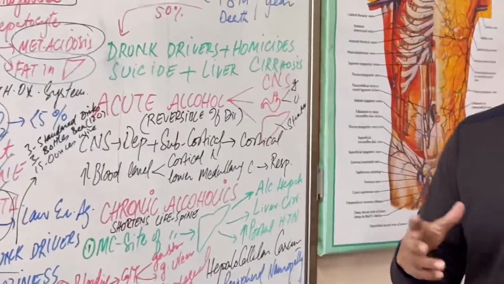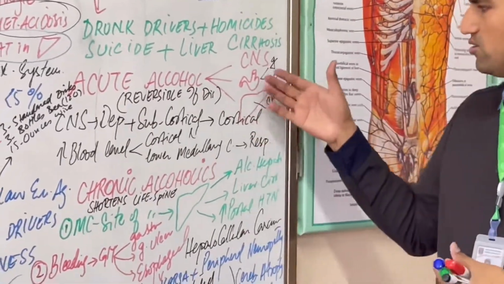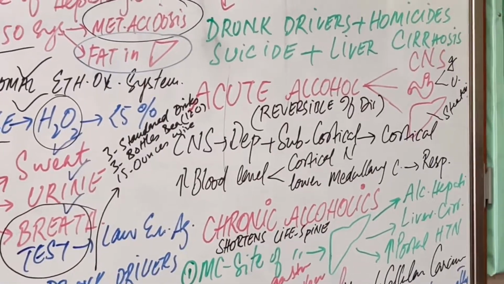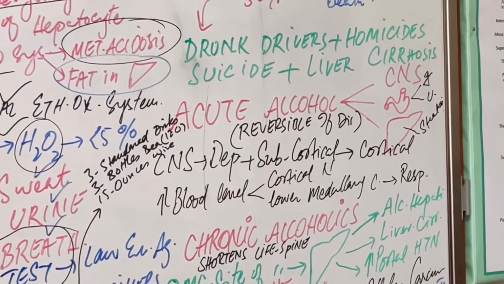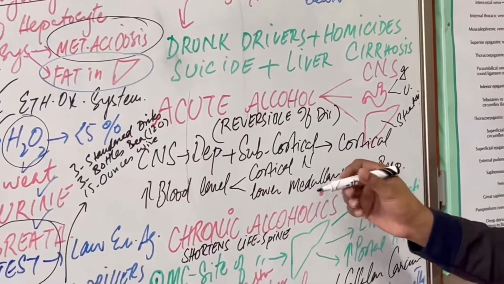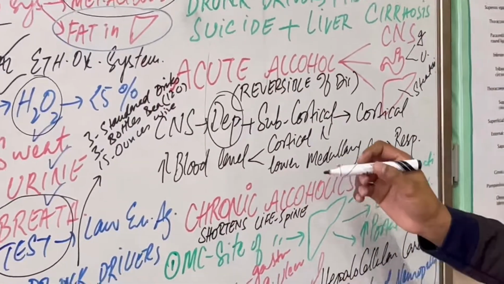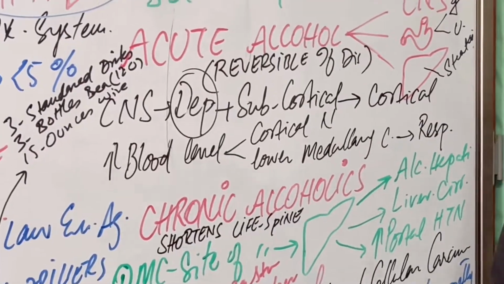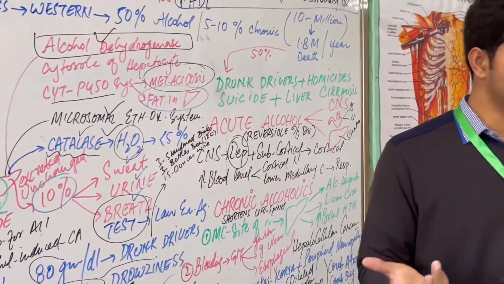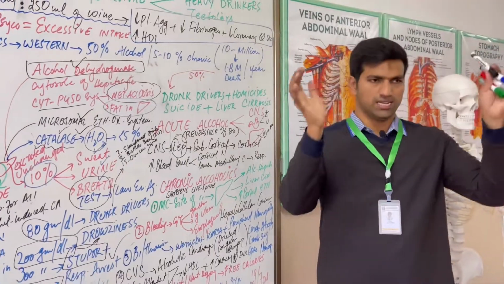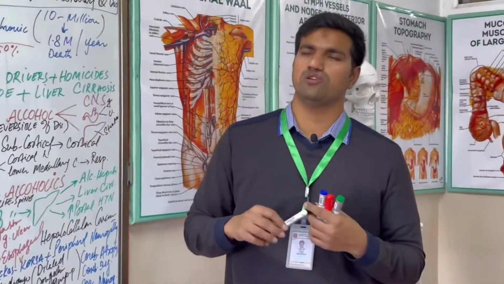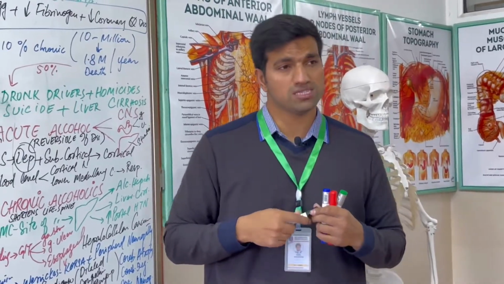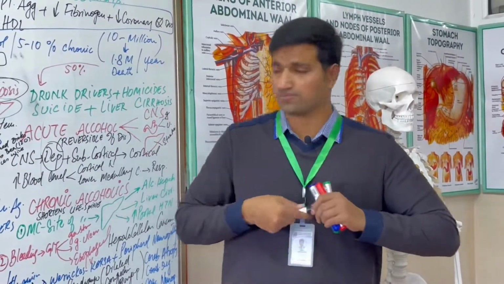If we discontinue the alcohol, the consequences or features will go back to normal. Suppose about CNS, acute alcohol will lead to depression, and then it will lead to subcortical damage. Subcortical means diencephalon, basal ganglia, limbic system. That will modulate the cortical areas, and there is an impairment in the cortical neurons, ending up in the impairment of the motor system and intellectual ability.